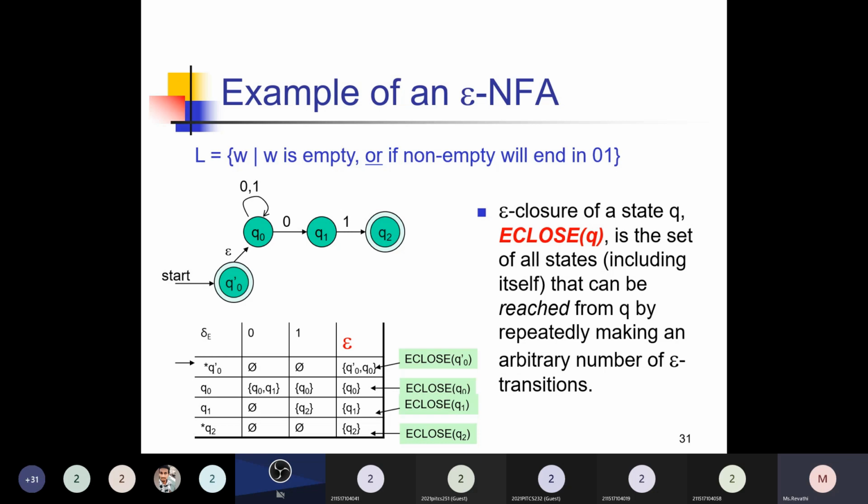So the epsilon closure of state Q is the set of all states that can be reached from Q by repeatedly making an arbitrary number of epsilon transitions.